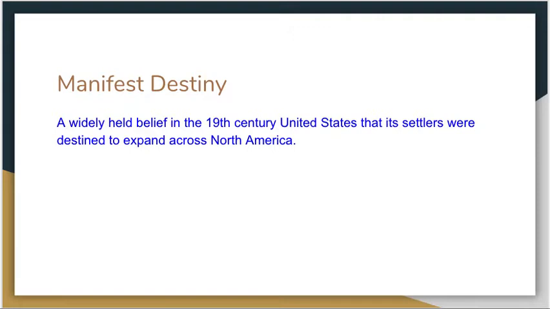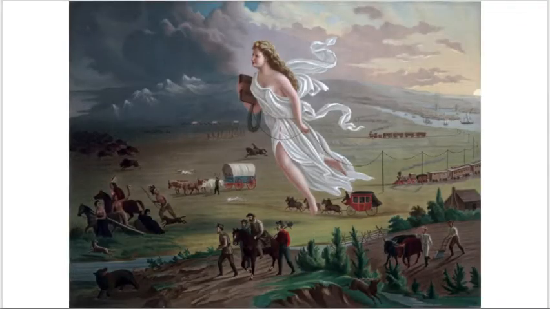In other words, manifest destiny, as I tell my students, was the belief that the United States of the 1800s was destined by God to expand its dominion and spread democracy and capitalism across the entire North American continent. With this 1872 painting by artist John Gast capturing the views of many, if not most, Americans at the time.